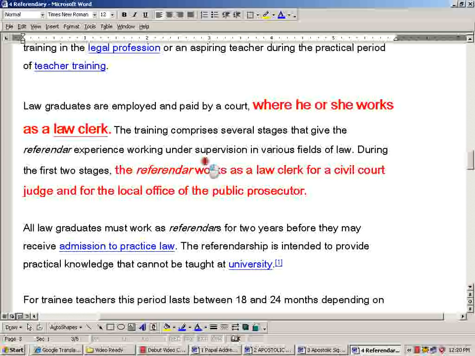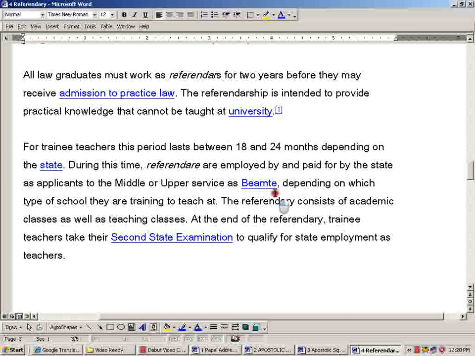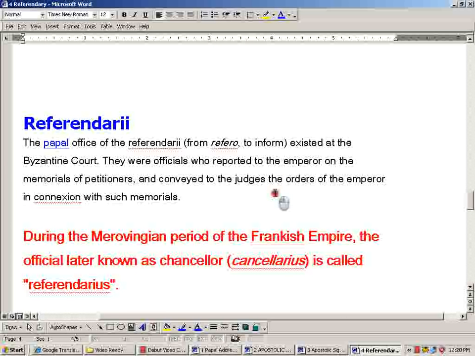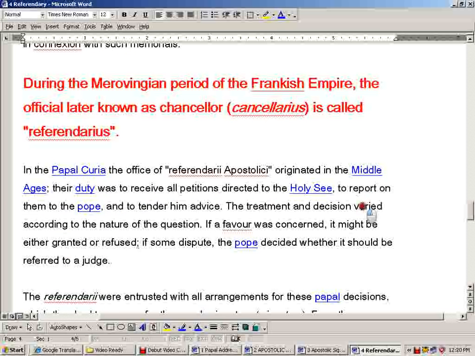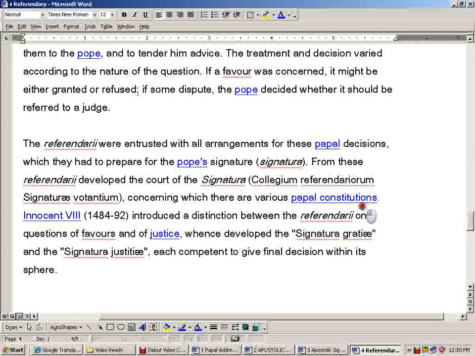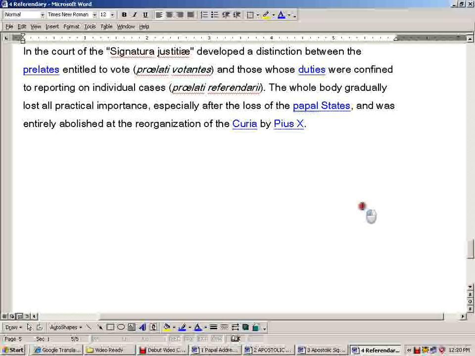The referendar works as a law clerk for a civil court judge and for the local office of the public prosecutor. But that isn't the one we're going to. During the Merovingian period in the Frankish Empire, the official title of the chancellor was referendarius. So I think it's the chancellor. That's what I'm thinking.